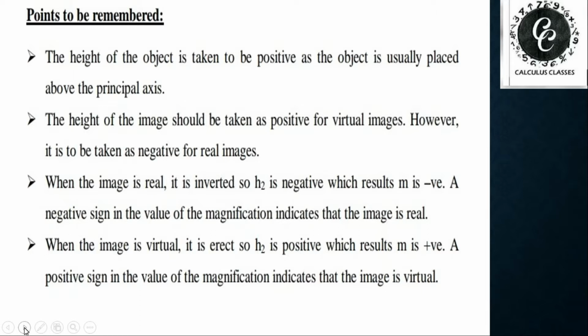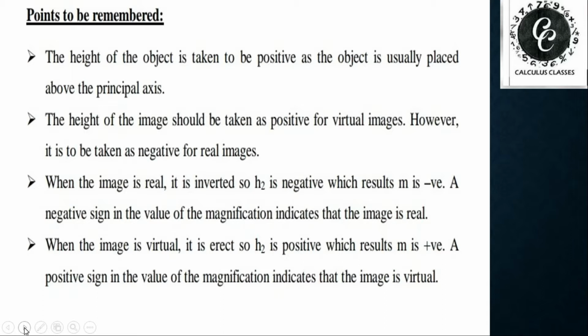After understanding the mirror formula, we'll go ahead. The height of the object is taken as positive as the object is usually placed above the principal axis. So whenever we are taking the height of the object, we take it positive because it comes above the principal axis. Height of the image should be taken as positive for virtual images because virtual images form above the principal axis. However, it is to be taken as negative for real images because they form under the principal axis.